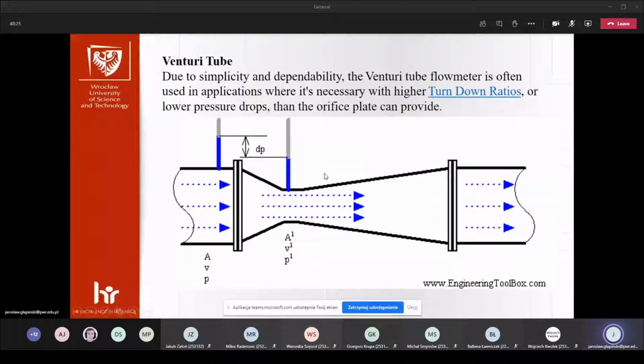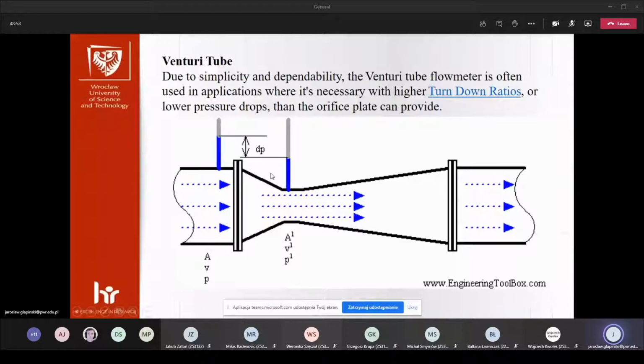And finally, the Venturi tube has a shape of the tube that causes small differences of the pressure in this situation, small losses of the pressure, so small losses of the flow. And in the same situation, we can measure the difference of the pressure and measure exactly the flow.